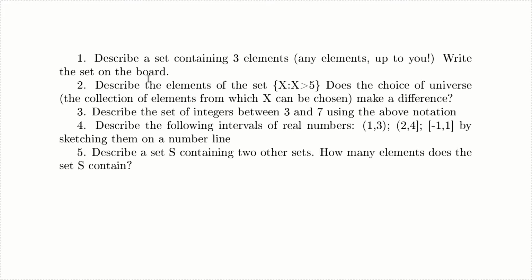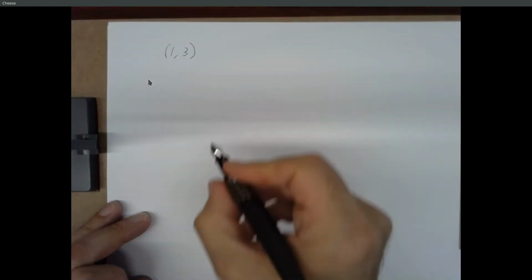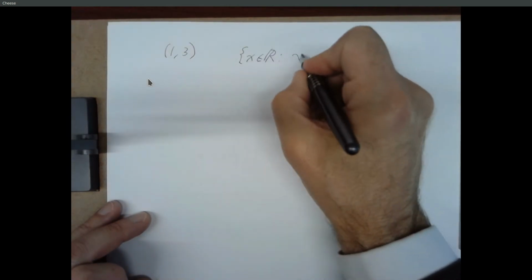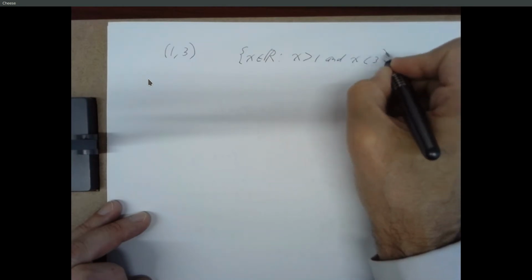All right, describe the following intervals of real numbers. So here again, we're told what the universe is. It's a set of real numbers. And the first one is open interval 1 comma 3. And so this is the set of all x contained in the reals such that x is bigger than 1 and x is strictly less than 3.